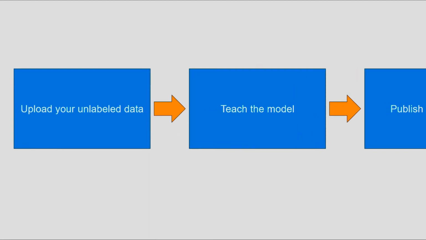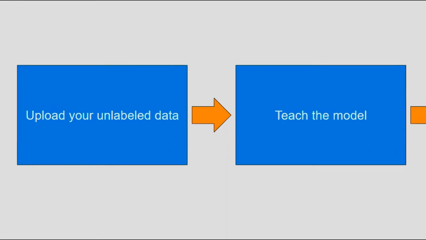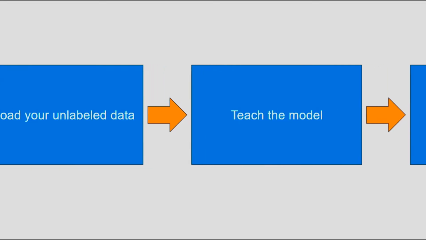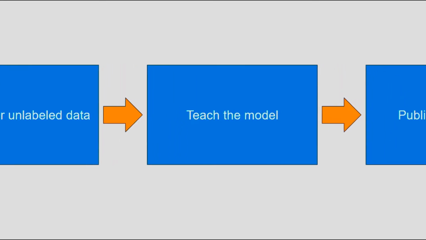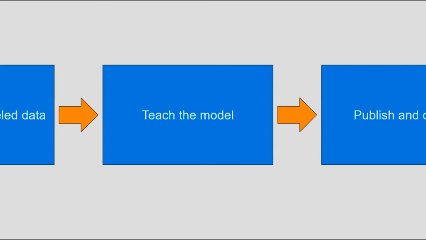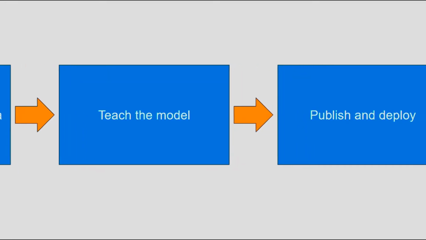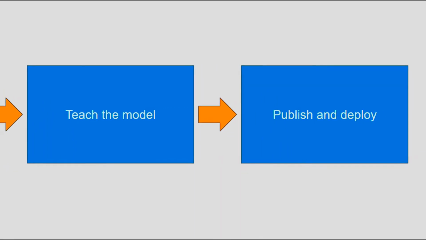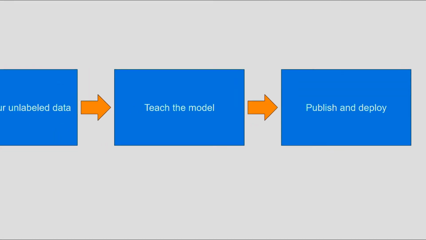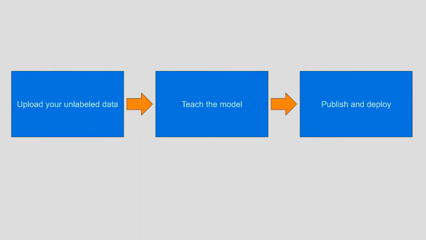Duet has a 3-step process to build models. First, upload your unlabeled data. Second, teach Duet the semantics of your model the way that you teach another human iteratively. Third, deploy your model. In this video, we will focus on exploring data to label during the teaching process.